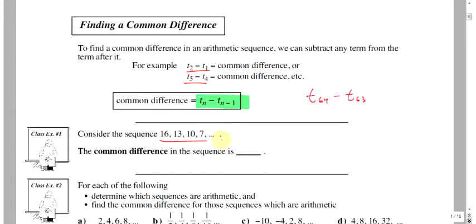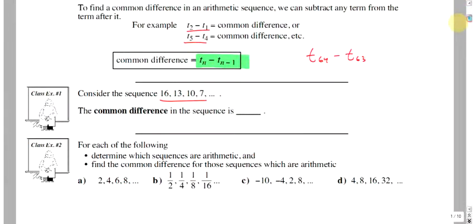Consider that. Some people can see the common difference pretty easily. What is it? Minus 3. If you can't, take one of the numbers, subtract the previous one. There's the common difference. Okay?